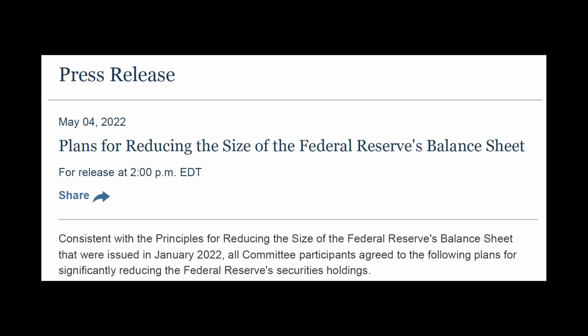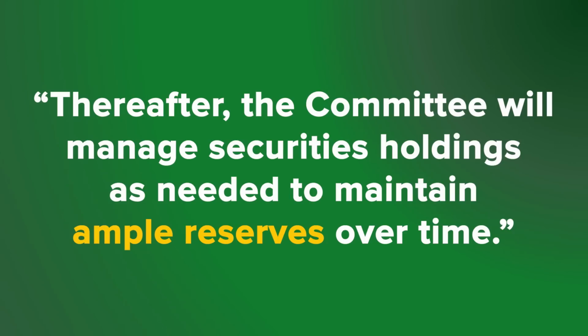On May 4th, 2022, the Federal Reserve released their official plans for reducing the size of the Federal Reserve's balance sheet. In this statement, they describe how they're going to sell a little bit of assets every month. The interesting statement is buried at the end, where they say, "Thereafter, the committee will manage securities holdings as needed to maintain ample reserves over time."